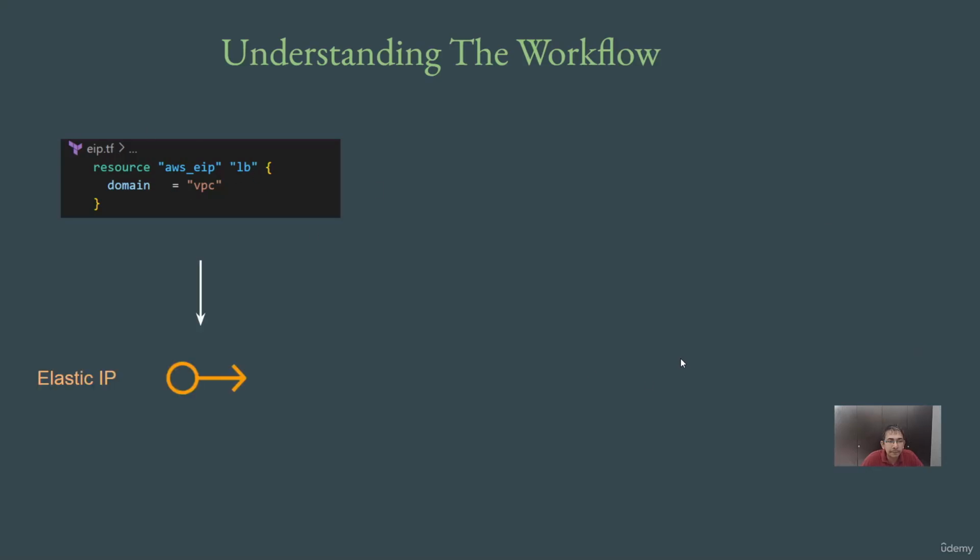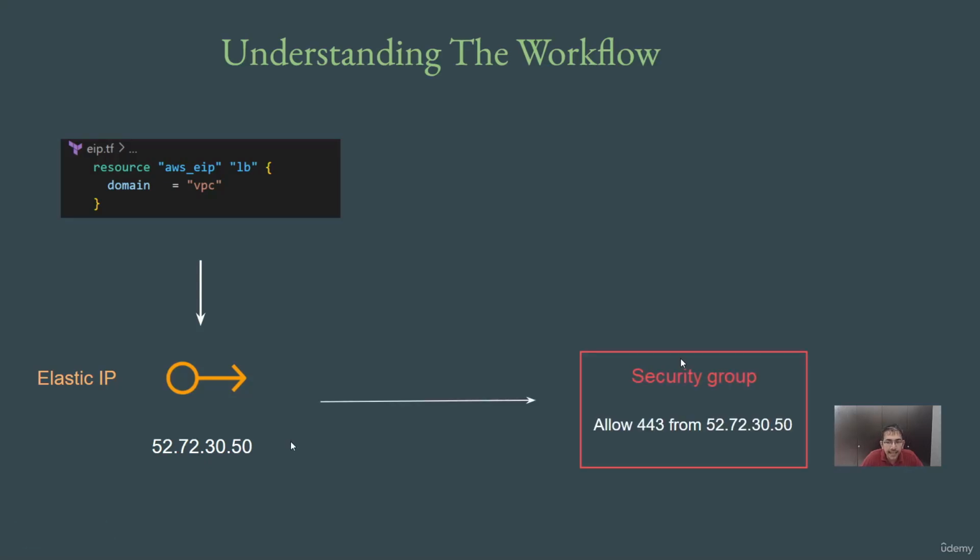Once the elastic IP gets created, you will get some kind of a value. So this is the static public IP that you will get. After you receive this value, the security group resource should be created in a way that the value as part of the security group resource is automatically computed, or to be more precise, automatically taken from the elastic IP resource block after it got created here.